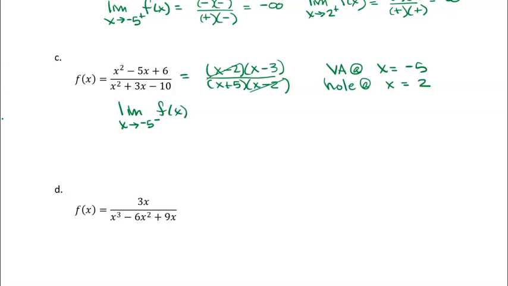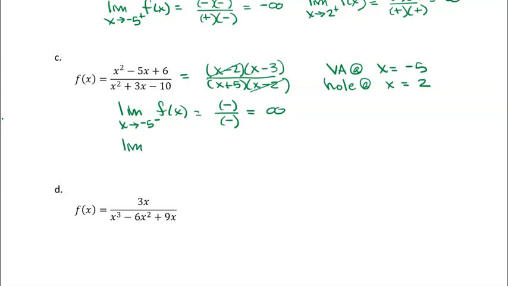Okay, so let's look at the factors. The only factor we have left is the x minus 3. We put in negative 5, so the numerator is going to be negative. And if we approach negative 5 from the left, so maybe negative 5.1, then the denominator is going to be negative. So this looks like it goes to positive infinity.